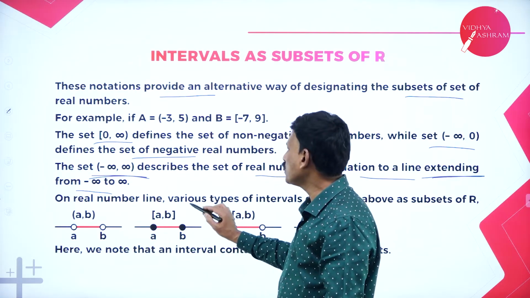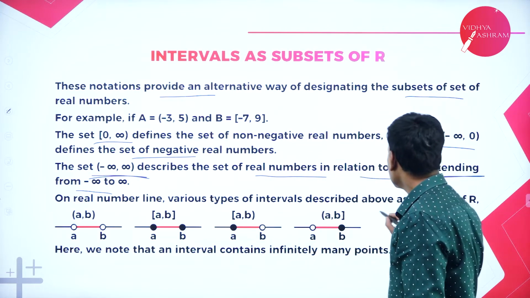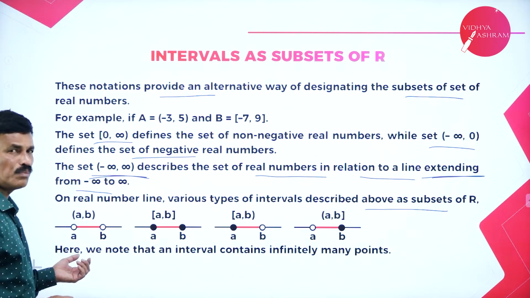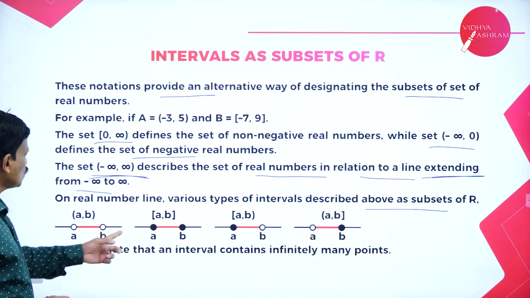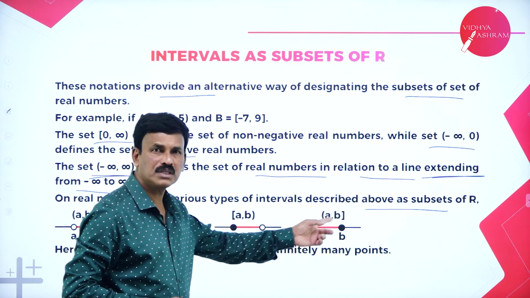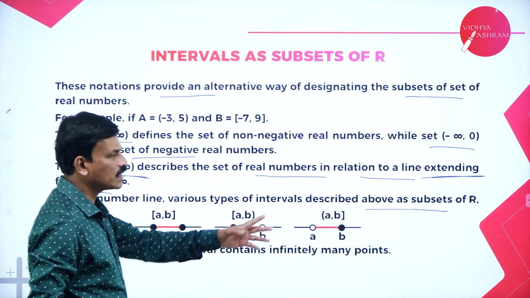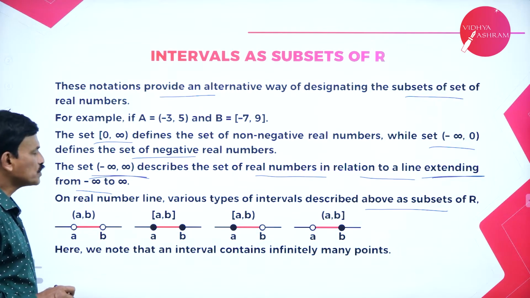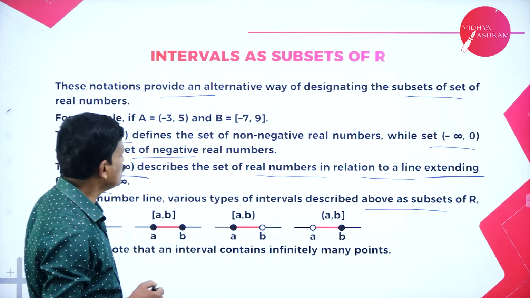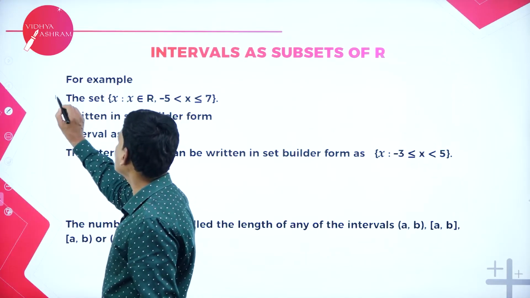So on the real number line, the various types of intervals described above can be denoted like this: open interval (a, b), closed interval [a, b], semi-open and semi-closed intervals. These are the representations of an open interval, a closed interval, and the semi-open and semi-closed intervals. So this contains infinitely many points. Okay, let us come to the example first.